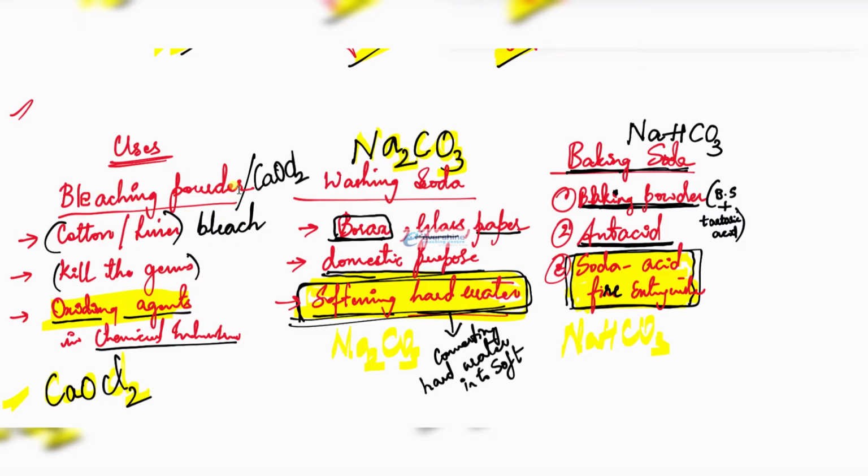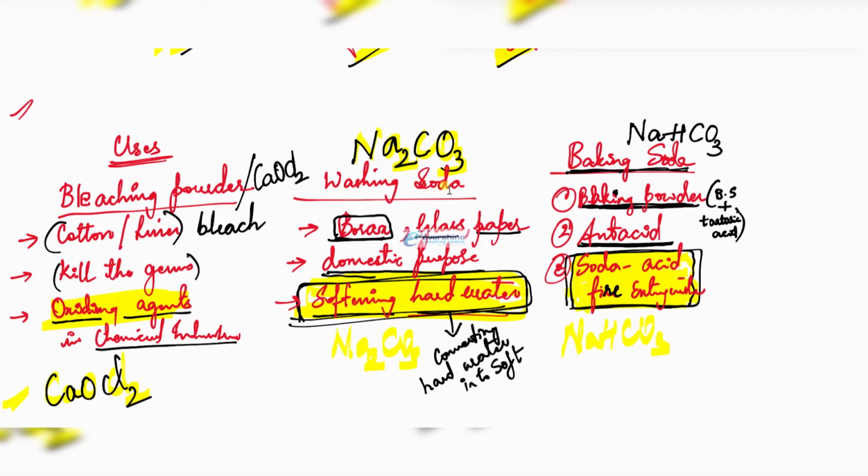The uses of bleaching powder are, it is used to bleach, and also it is used to kill germs, and it is a good oxidizing agent in chemical industries. Very important question, children, don't forget this. This is the most repeated topic which has been asked in the exam, even as a multiple choice question. Which is the best oxidizing agent used in chemical industry? That is bleaching powder. Bleaching powder is the best oxidizing agent which is used in chemical industry.